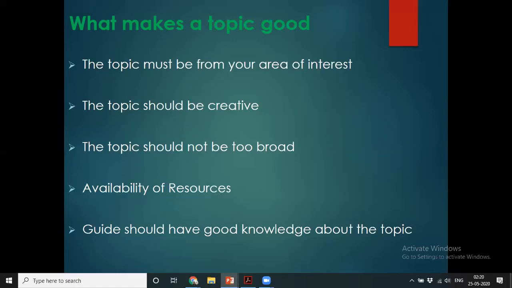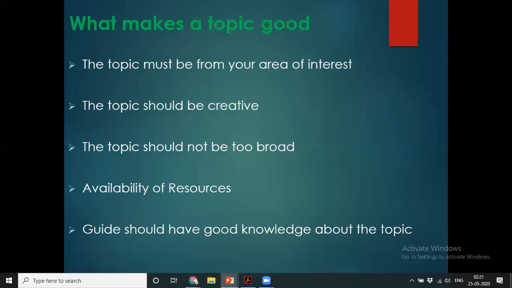Then the next point is that your topic should not be too broad. We've already discussed that. Always try to take a narrow topic by which you'll be able to find out the objective. If the topic is broad, you will find a lot of objectives and you will not be able to achieve them. That will be problematic for the research scholar.